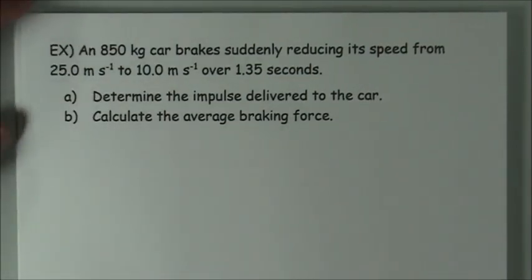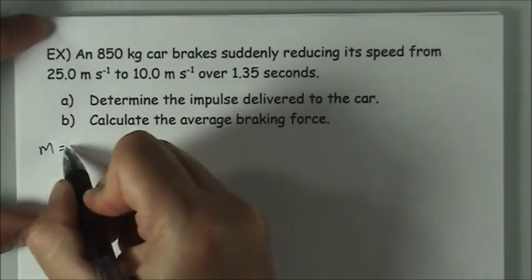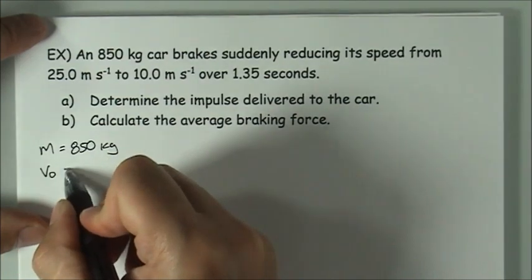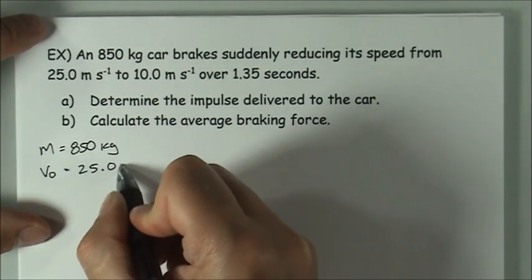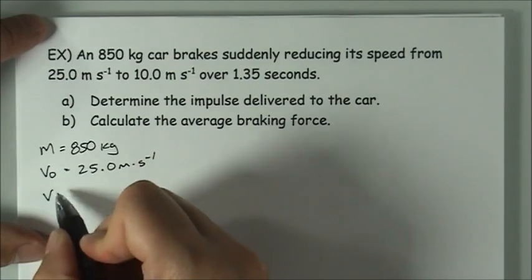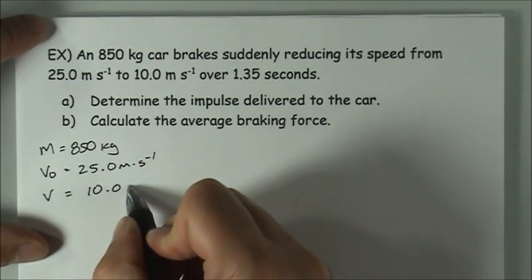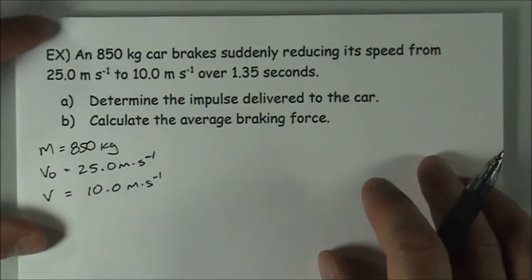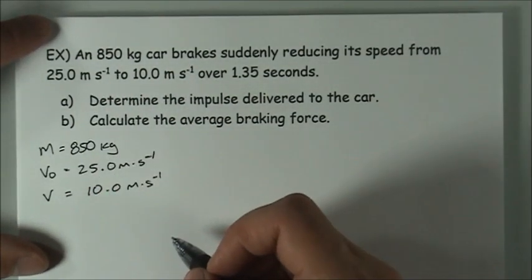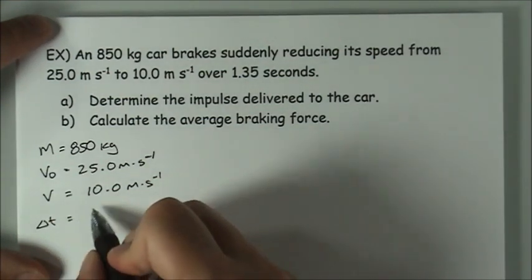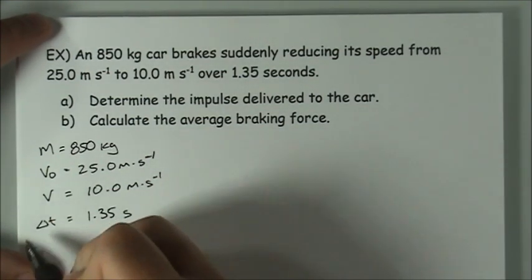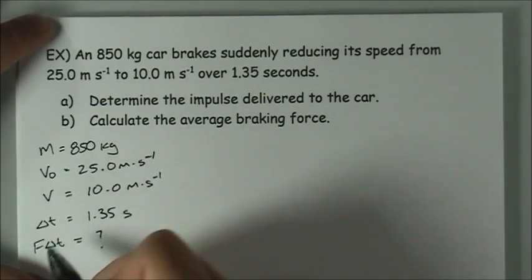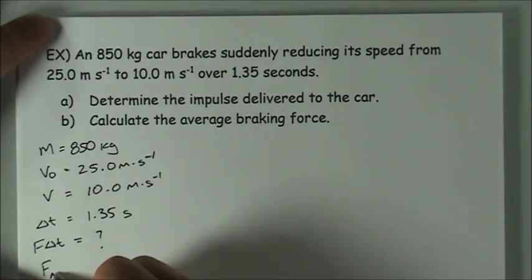Just looking at what was given in the problem, I have the mass of the car. I have the initial velocity, which was 25. I have the final velocity, which was 10. Both of these are either both in the positive direction or both in the negative direction, but they're certainly both in the same direction. And then I'm given delta t. I'm asked for the impulse, which is F delta t, and I'm also asked for the average braking force.